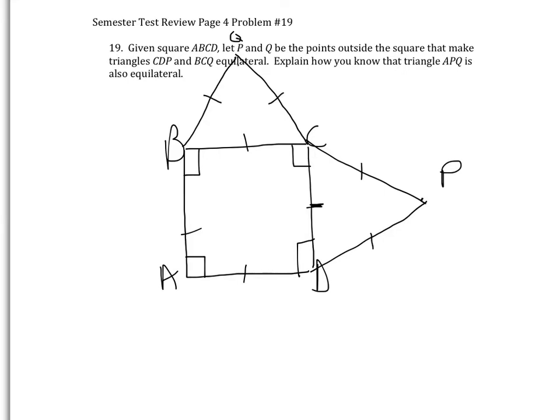Now that we have the scenario, we have the situation all laid out for us, we need to figure out how to show that A, P, and Q is also equilateral. So A to P to Q, that this is also equilateral.